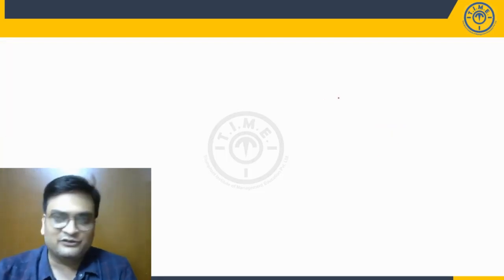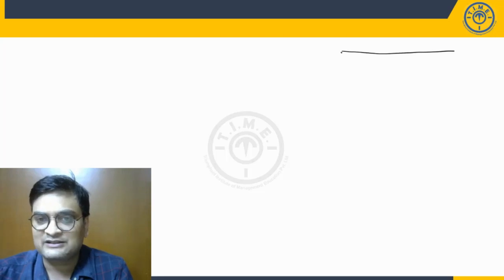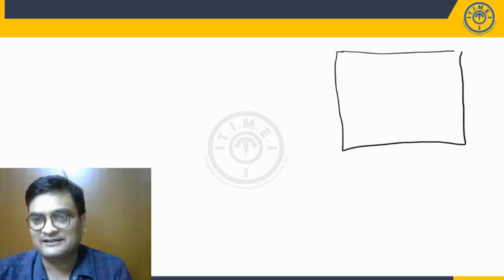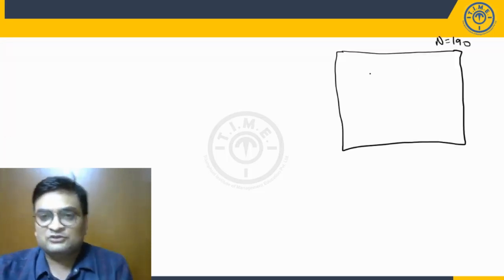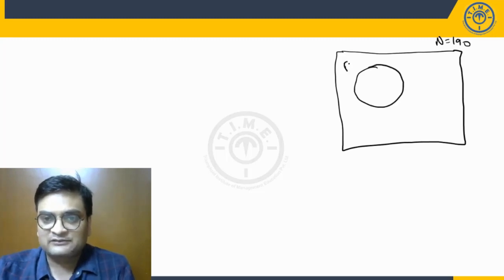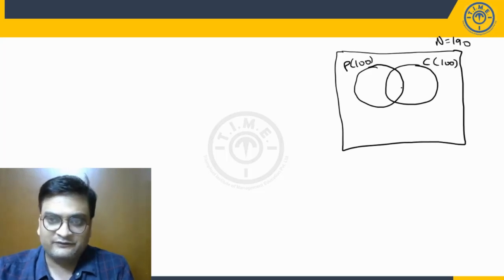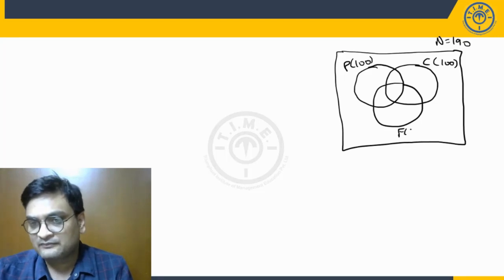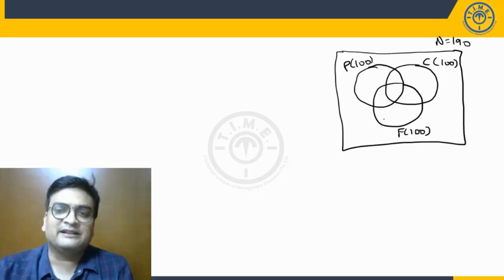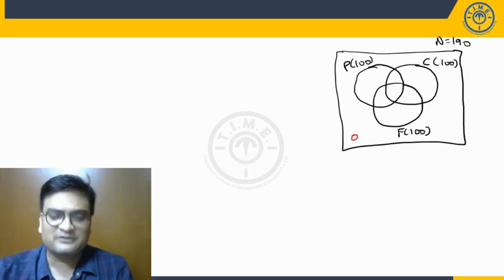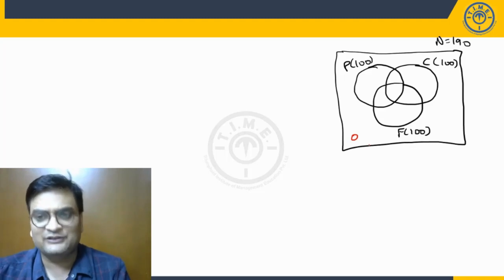Okay, so let's try to represent it diagram-wise. Diagrammatically the situation will be as follows. The universal set is going to be 190 students. There are a few students who like Pepsi, 100, few who like Cola, and few who like Fanta, and there is nobody who does not like any of the 3 drinks. So basically this outside area is 0. Each student likes at least one drink, so this is 0.